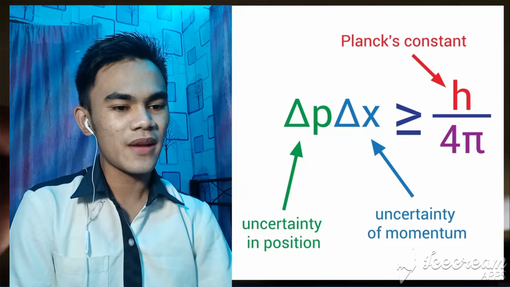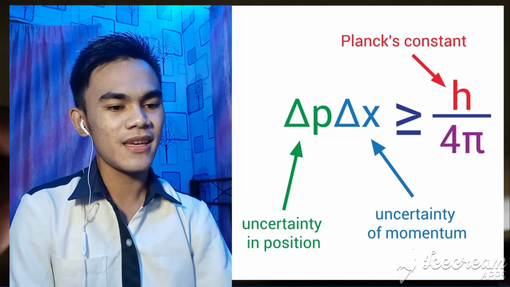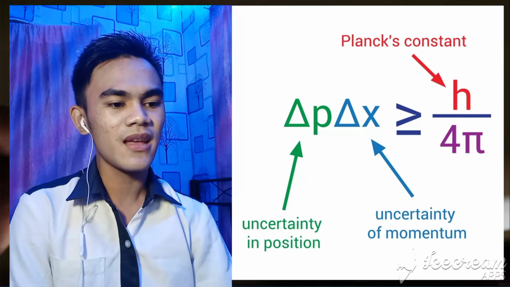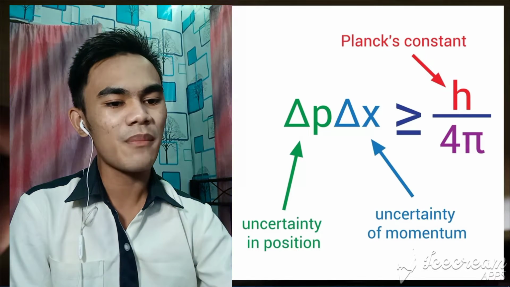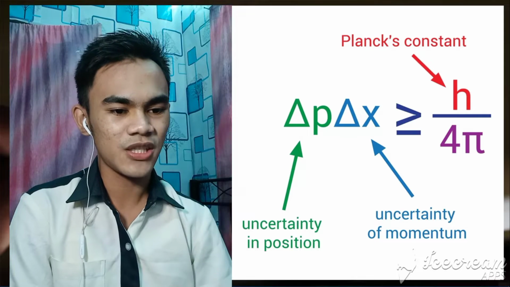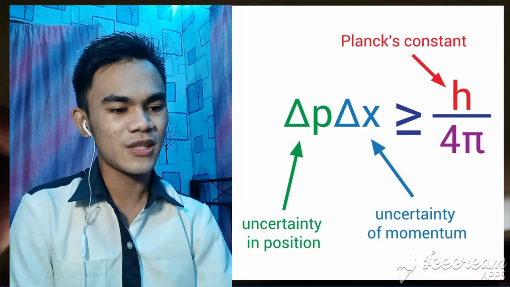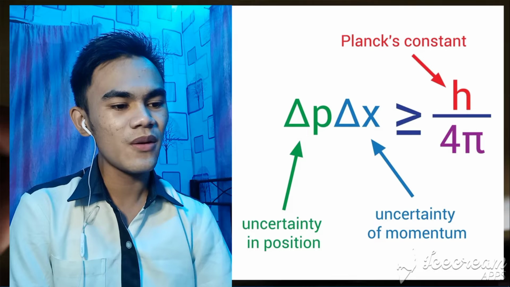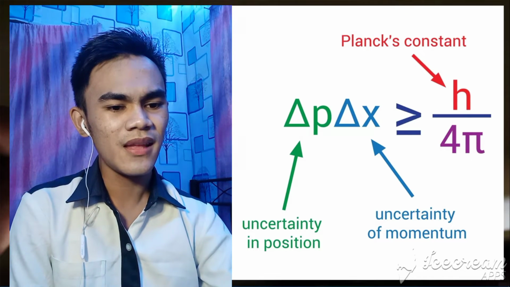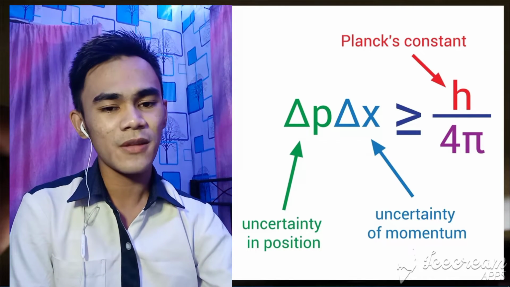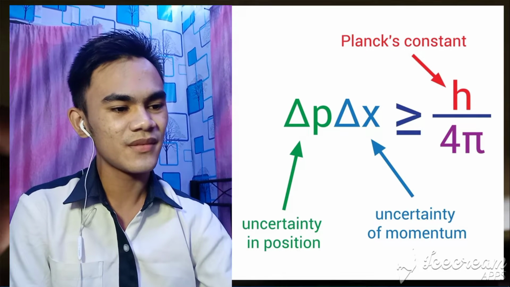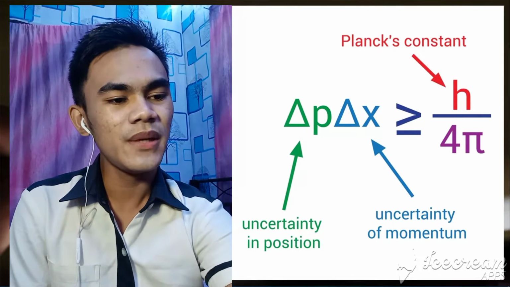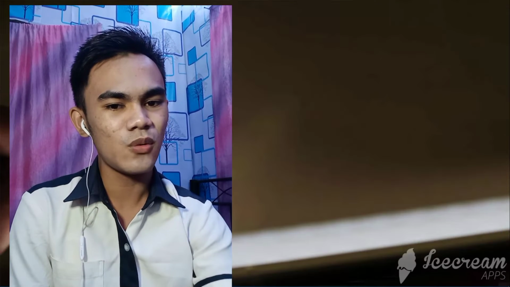As we observe, position uncertainty is inversely proportional to momentum uncertainty. Therefore, the more we know about the object's or particle's position, the less we know about its momentum, but the more we know about its momentum, the less we know about the position of that particular particle. Alright, so here we are going to answer problem number 1.